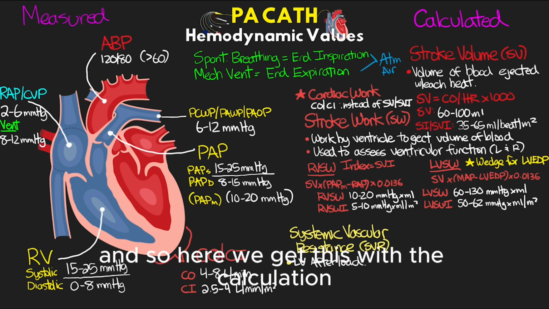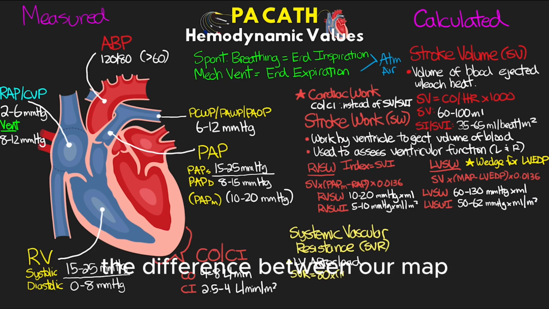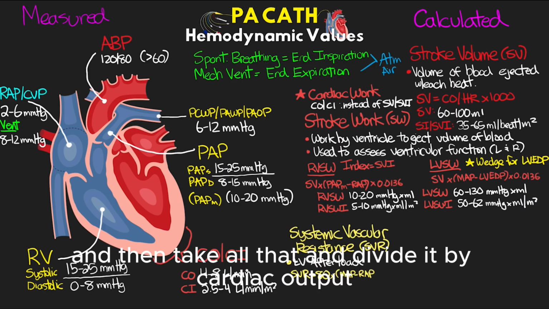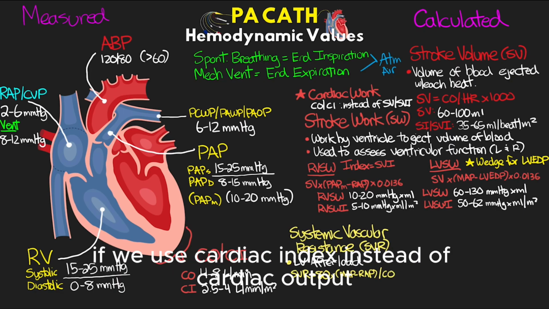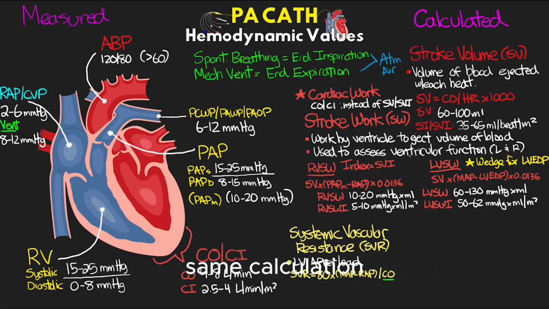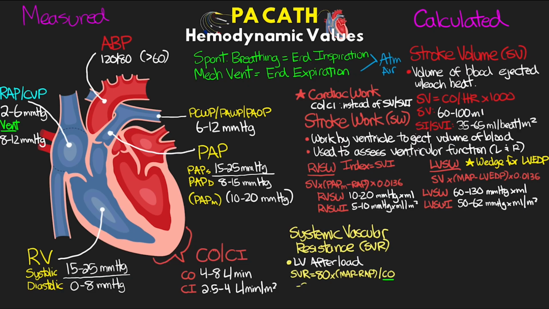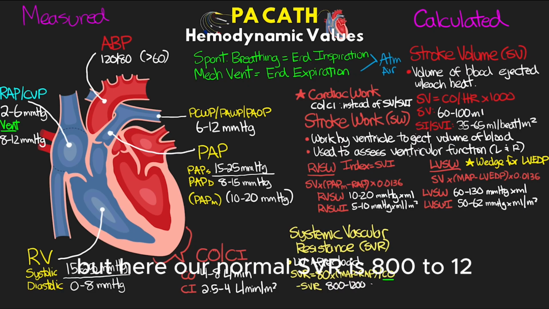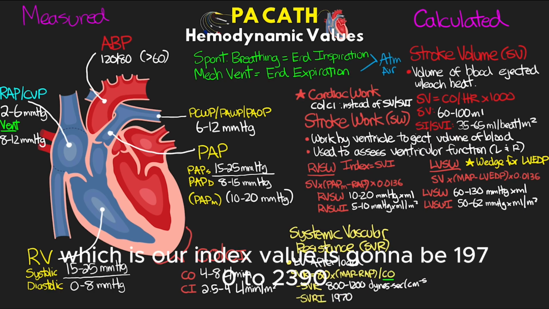And so here we get this with the calculation: SVR is equal to 80 times the difference between our MAP and our right atrial pressure, and then take all that and divide it by cardiac output. Now again, we can index to a patient's body surface area if we use cardiac index instead of cardiac output. So here our SVRI would be equal to this same calculation, just with cardiac index as the final division. But here our normal SVR is 800 to 1200, and our normal SVRI, which is our indexed value, is going to be 1970 to 2390.